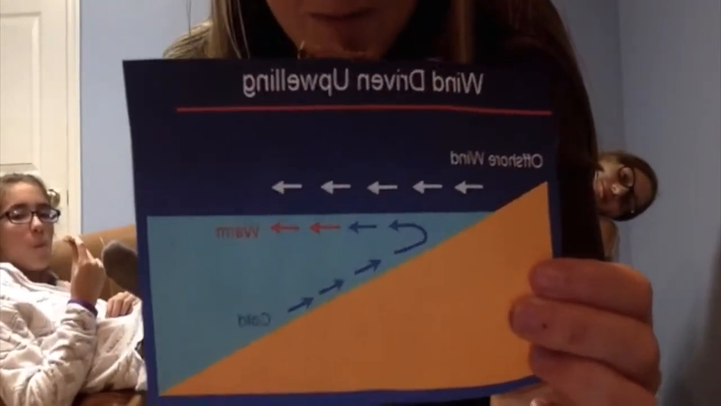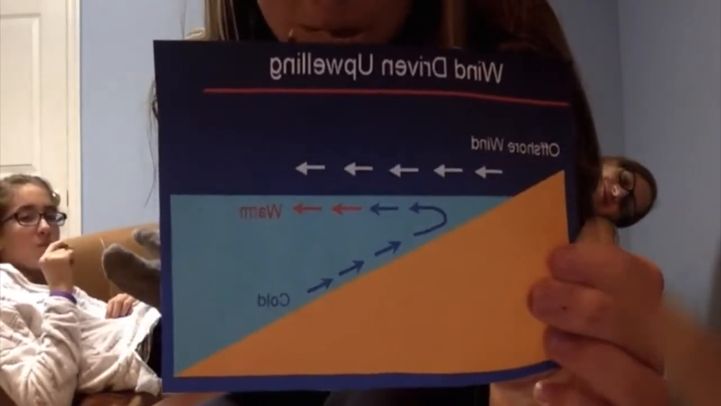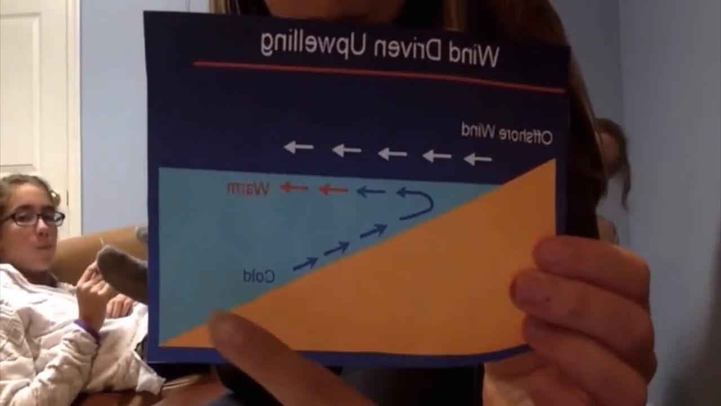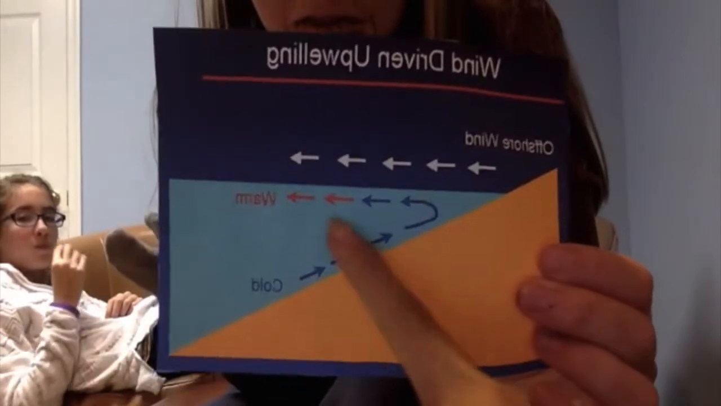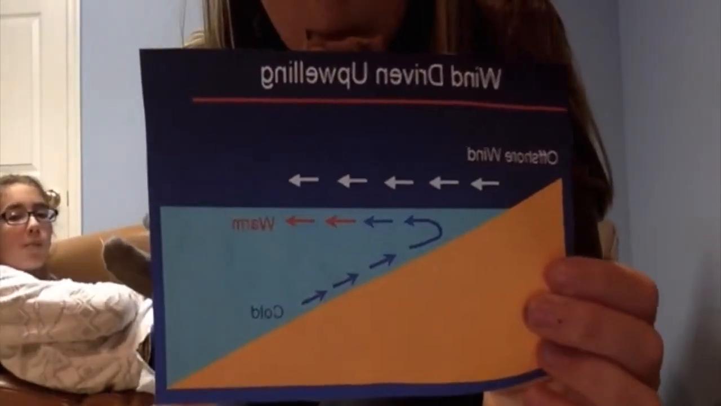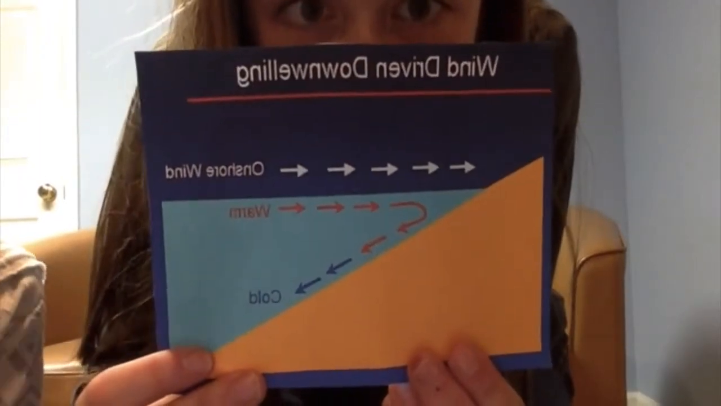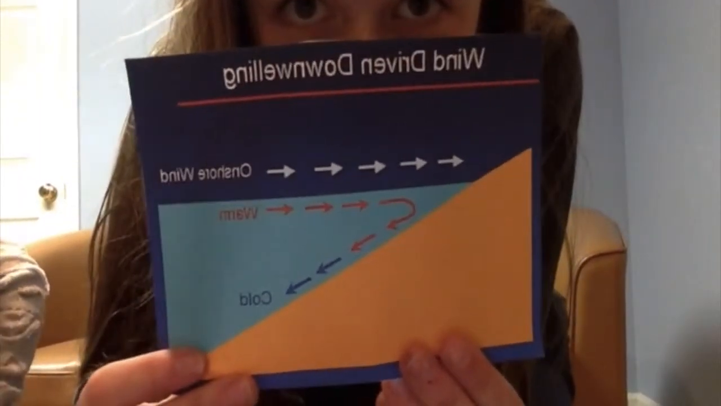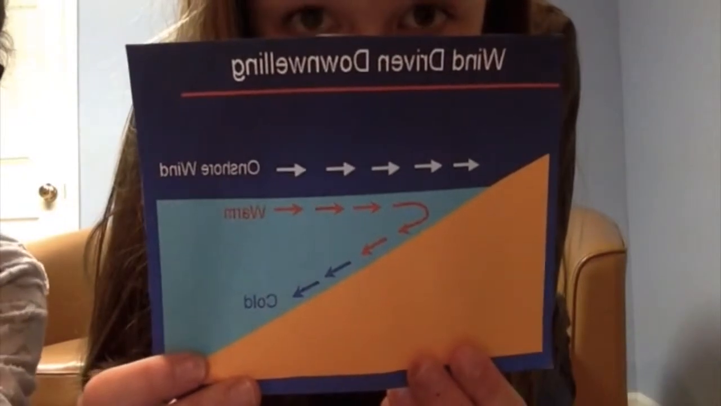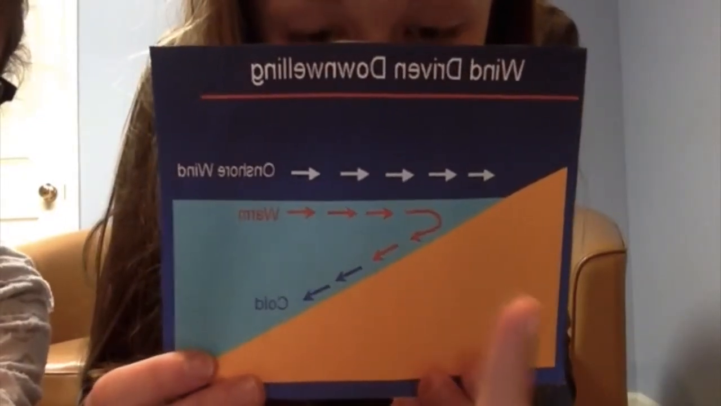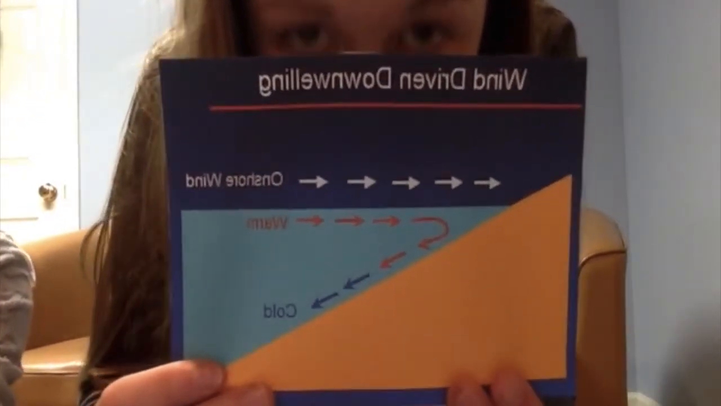So this is upwelling driven by the wind, and as you can see, the wind is coming from offshore, making the cold water come up and then go along the surface and becomes warm water because of the sun. This is downwelling, driven by wind. As you can see, the wind is heading this way, and the warm water also heads that way, but it eventually sinks down and becomes cold water.